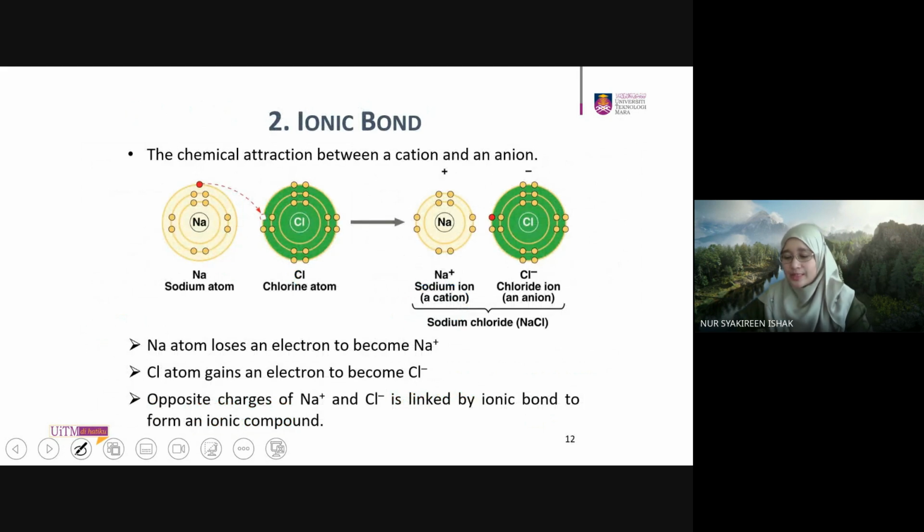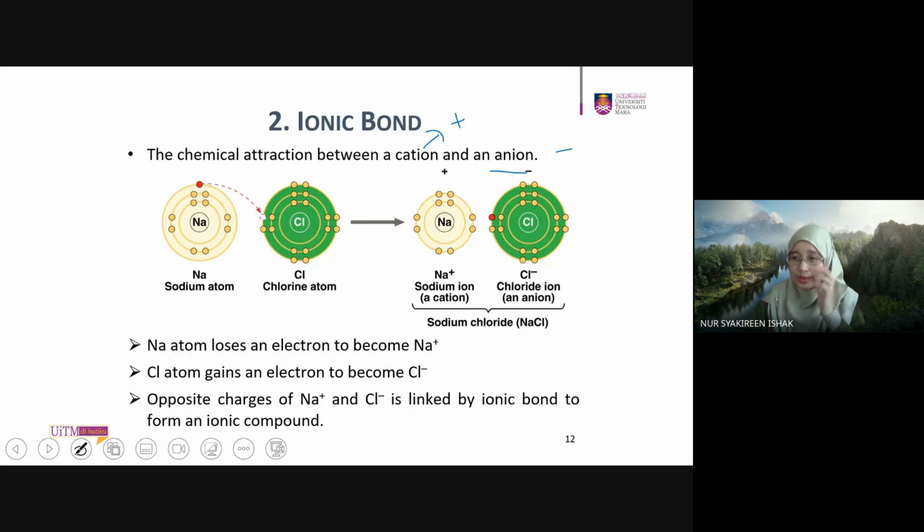Okay, so next one is the ionic bonds. What is an ionic bond? It is the chemical attraction between a cation and an anion. A cation is an ion that has positive charge. An anion is an ion that has negative charge.